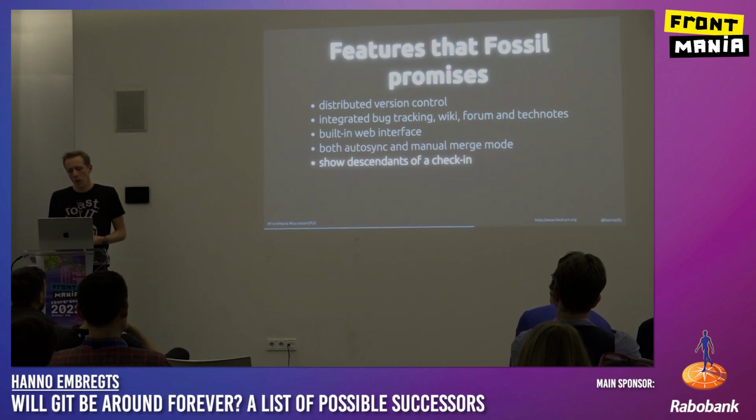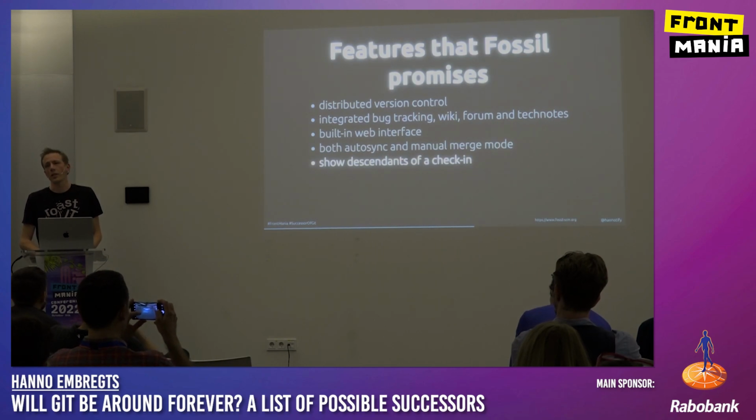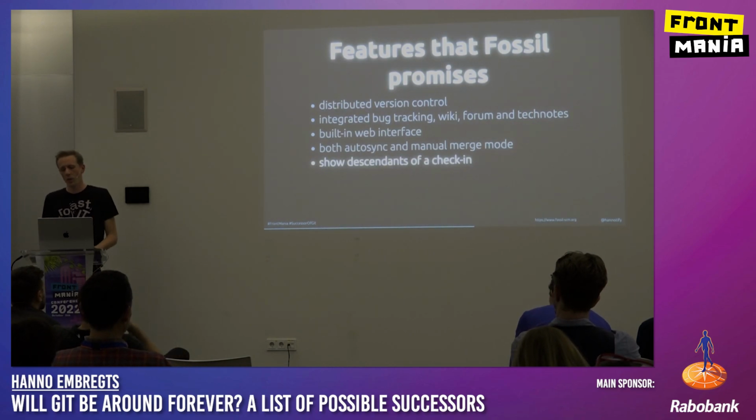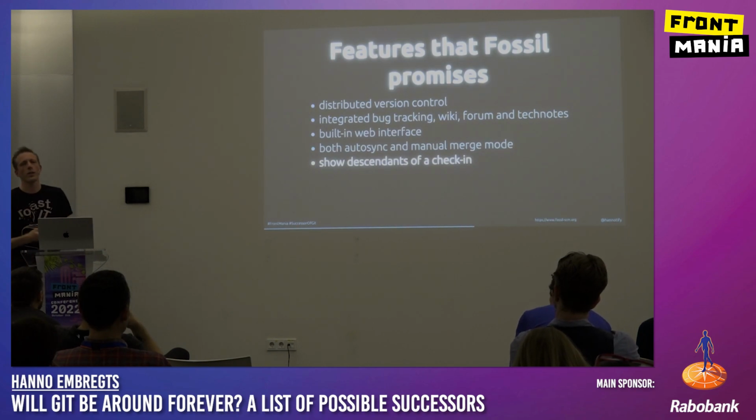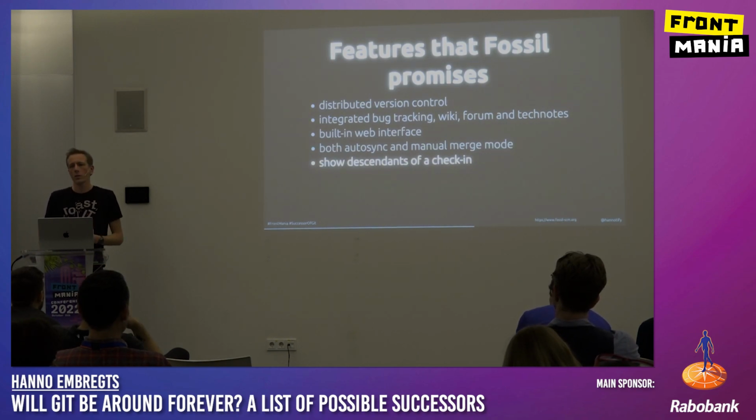And it can show the descendants of your check-in, which is kind of cool because you can't do that in Git. In Git, a commit only knows the previous one, so its ancestor, but they never know the descendants. You can, of course, but you can't really call it up in a UI, that's what I'm saying. And it's not a very fast operation anyway.